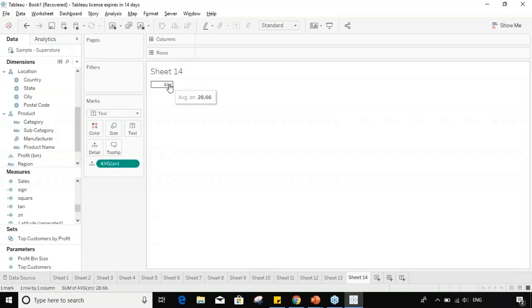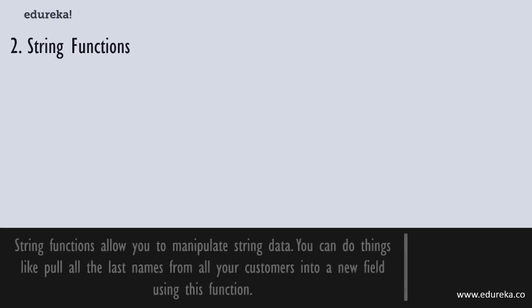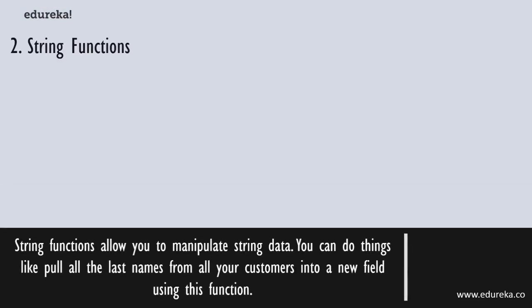Let me head back to the presentation to start with the next module. The second segment is string functions. Basically, string functions allow you to manipulate string data. Now, you can do all sorts of things with it, like pull out all the last names from your customers into a new field. One member might be, say, Shubham Sinha, and then you can pull out all the customers with the surname Sinha and then put them in a new field using the string functions.